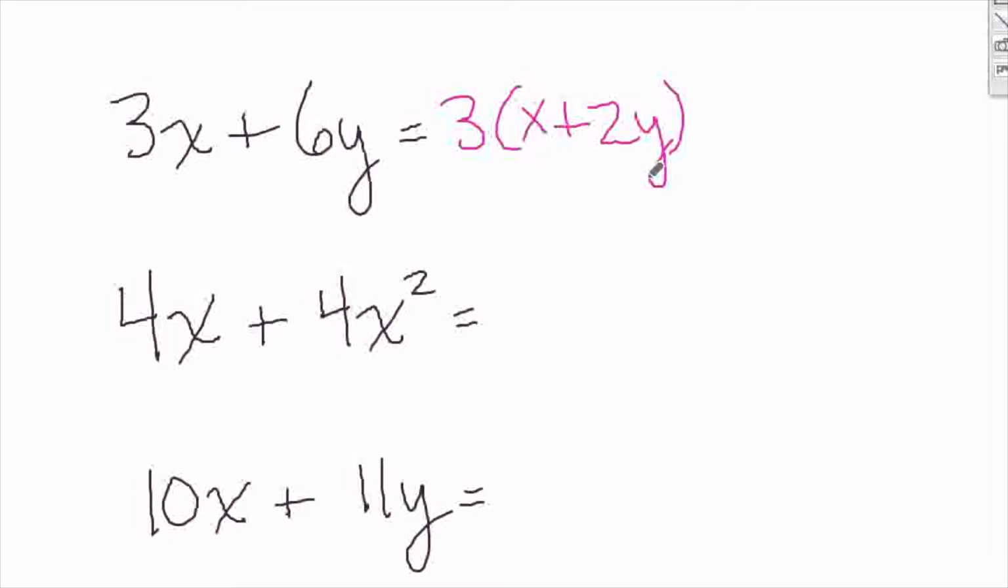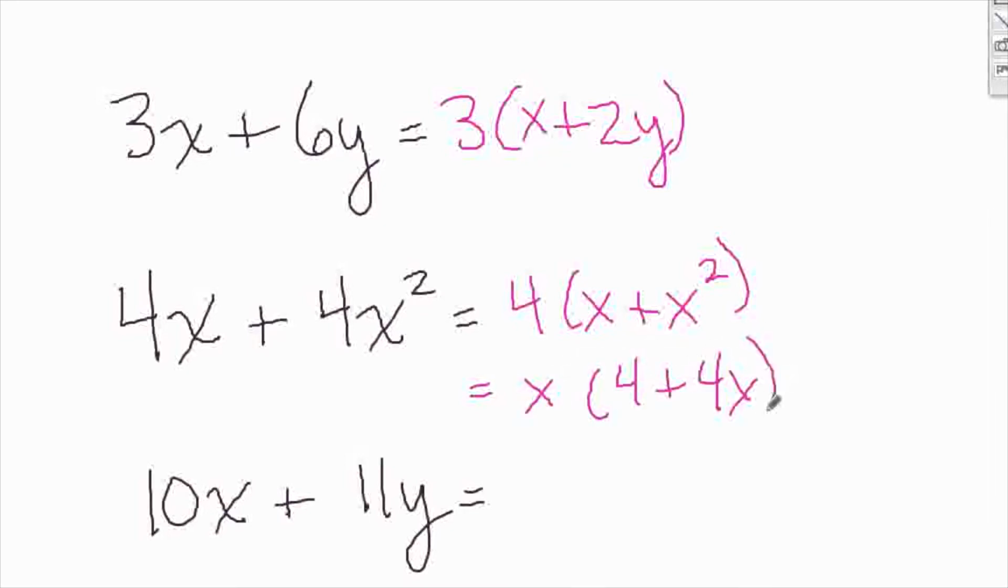The second one has more than one factor. You could factor the 4 and you would get that. Or if you notice that they have an x in common, you could take the x out and you would have got this. What people prefer is that you take all the factors out.